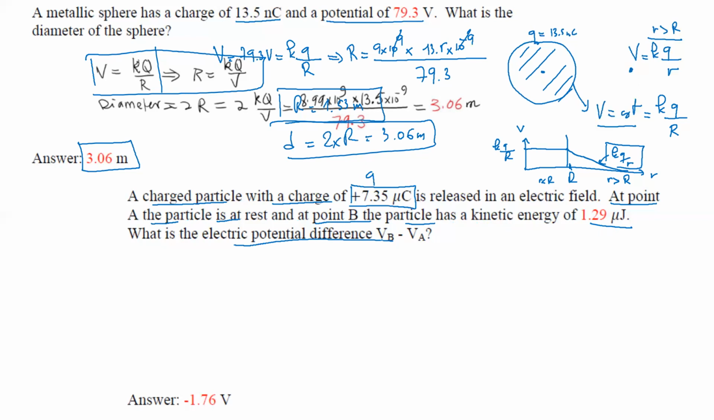I'm talking about kinetic energy, release from rest, so you know that I have to use the work-kinetic energy theorem, or I can basically use conservation of mechanical energy. But before that, let's draw. Let's say this is my point A, and this is my point B. At point A, I'm released from rest, so the kinetic energy here initially is 0. Point B is my final kinetic energy, which is given: 1.29 microjoule.